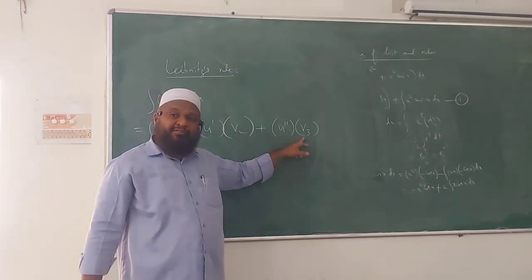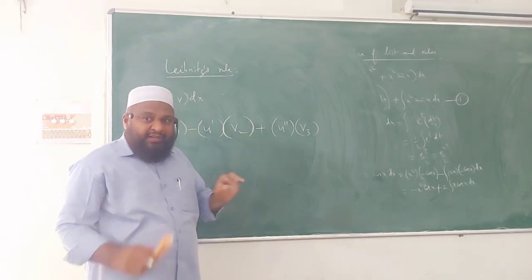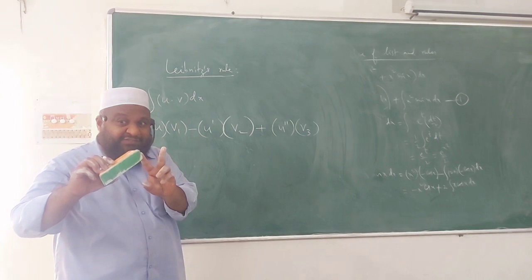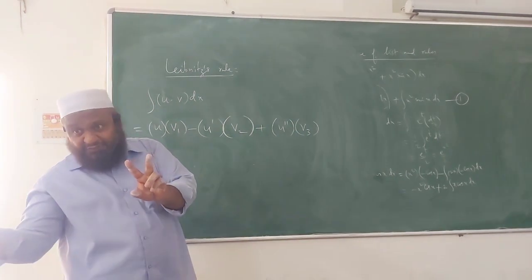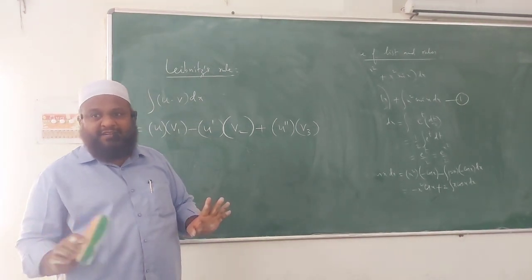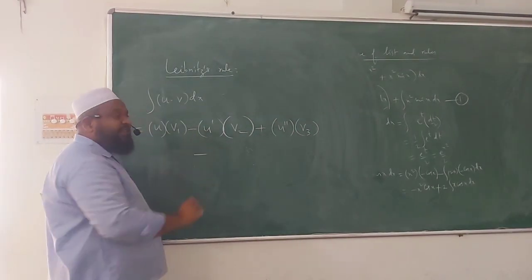v3 is integral of v2. Every term having two things, right? First one is the derivative of the first one. Second one is the integral of the second one. Is this point clear? Now can you make a guess what will be the next term?